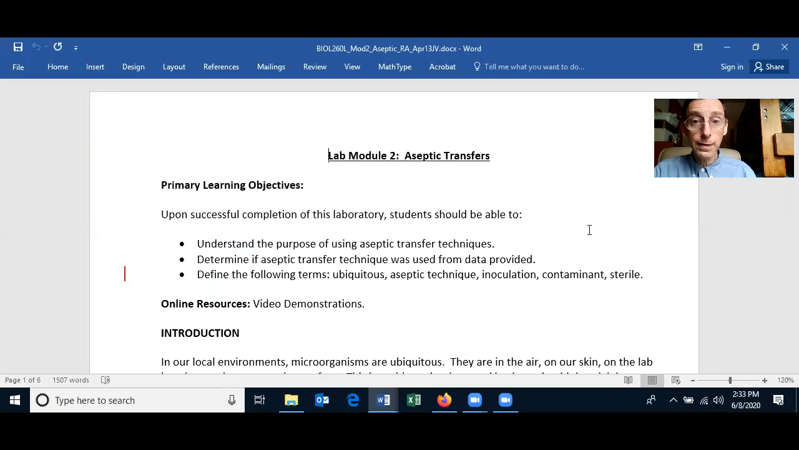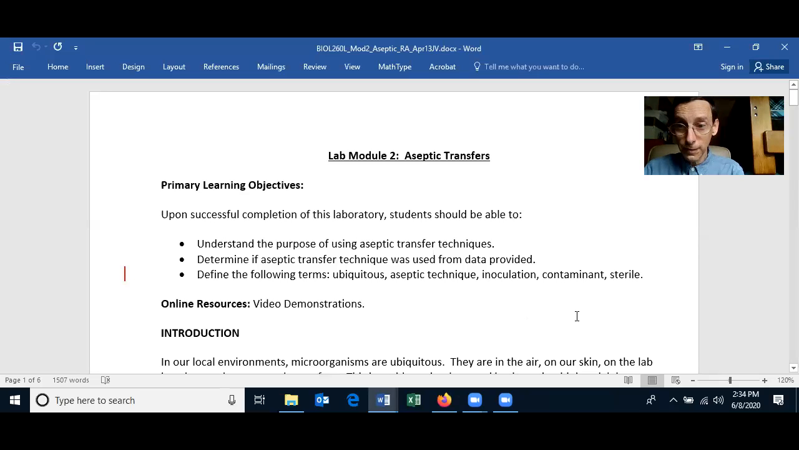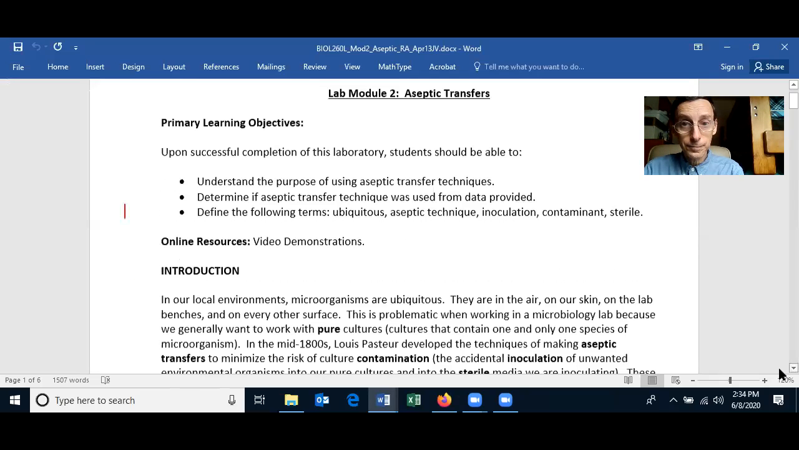So lab 2 is on aseptic transfer. The primary learning objectives: on completing this laboratory, students should be able to understand the purpose of using aseptic transfer techniques, determine if aseptic transfer technique was used from the data provided, and define the following terms: ubiquitous, aseptic technique, inoculation, contaminant, and sterile. You will be using online resources to watch some videos.